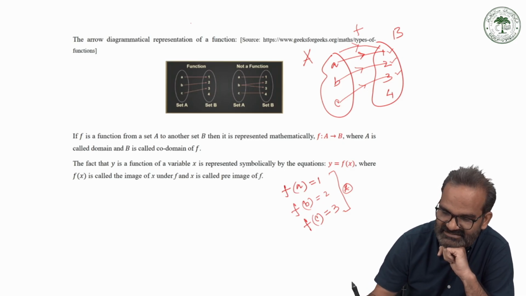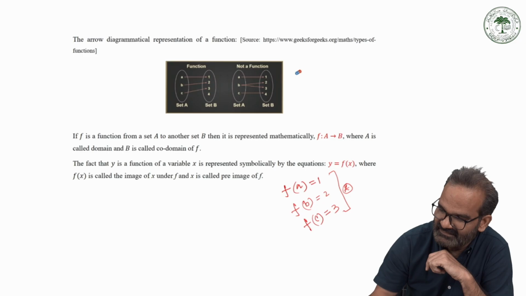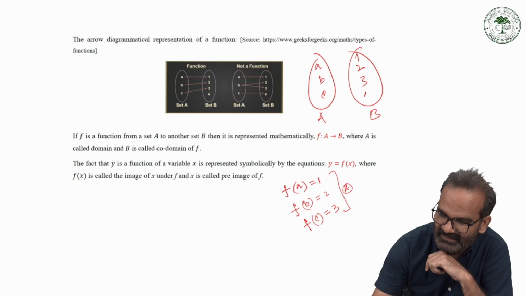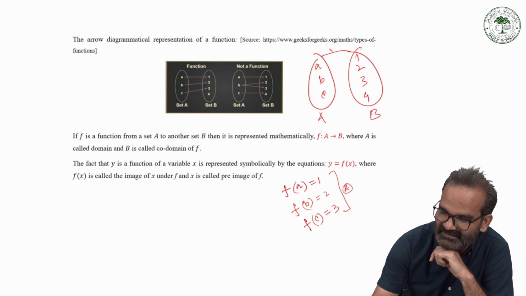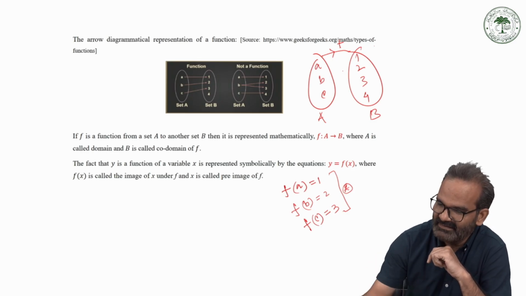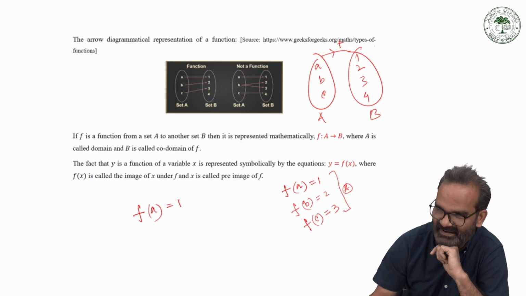The image of B is 2 as well as 3. Now the situation has changed. See this? This is your A, B, C, and this is your B. This is 1, 2, 3 and 4. And this is your function f, right? So what does this say? The image of A is 1, no problem. Image of A is 1 means we write f of A is equal to 1. This is how we write it.